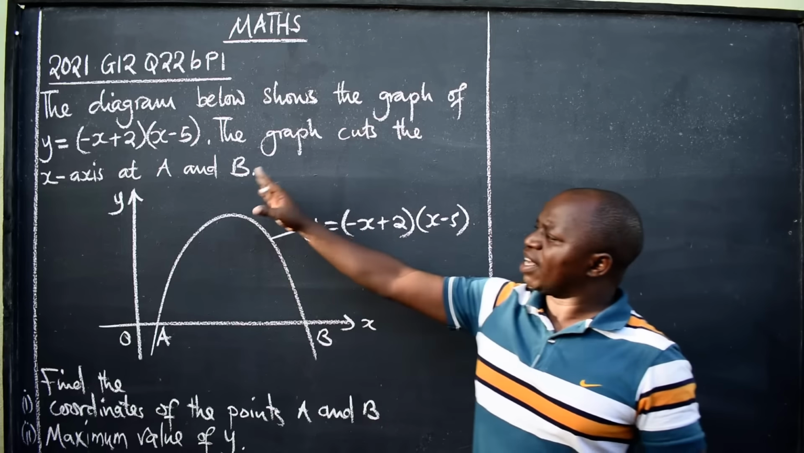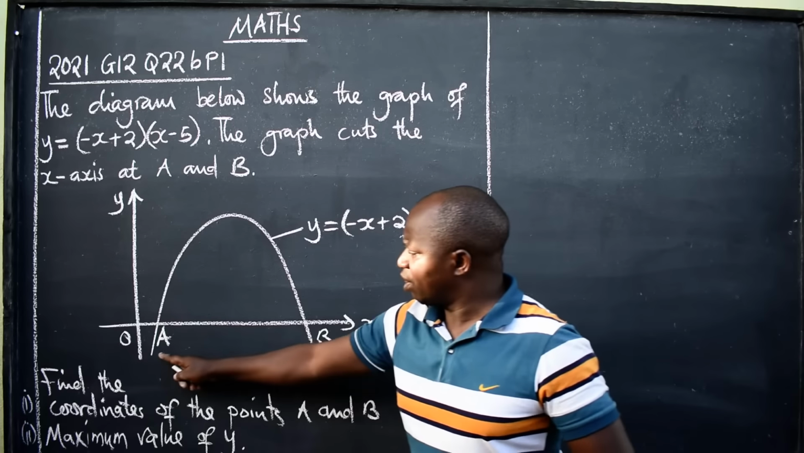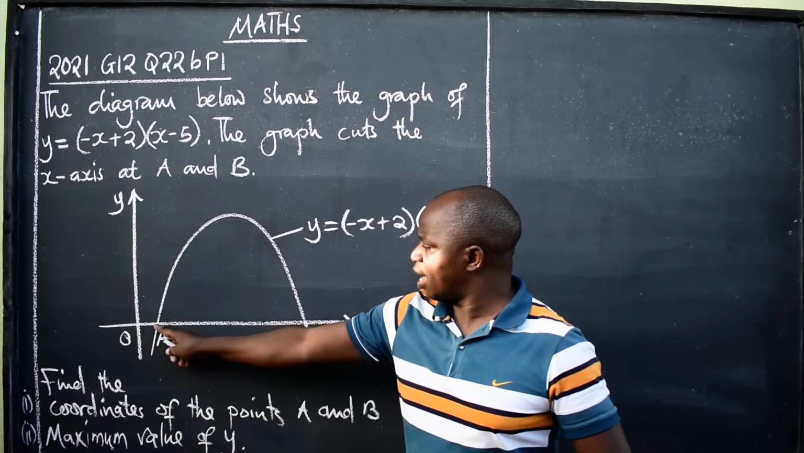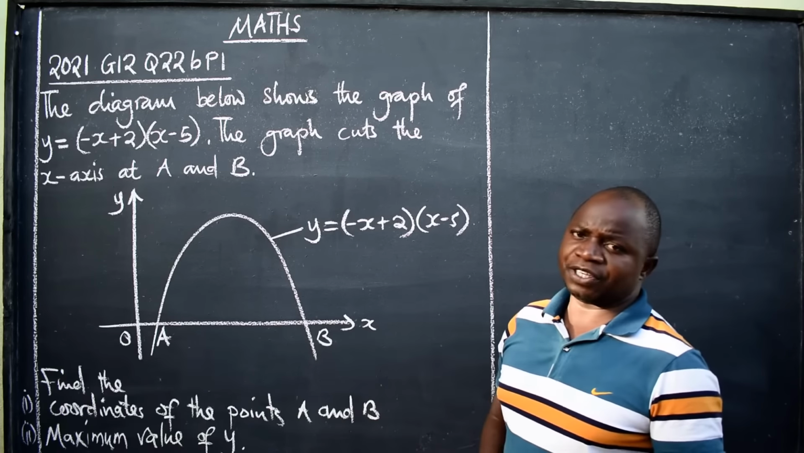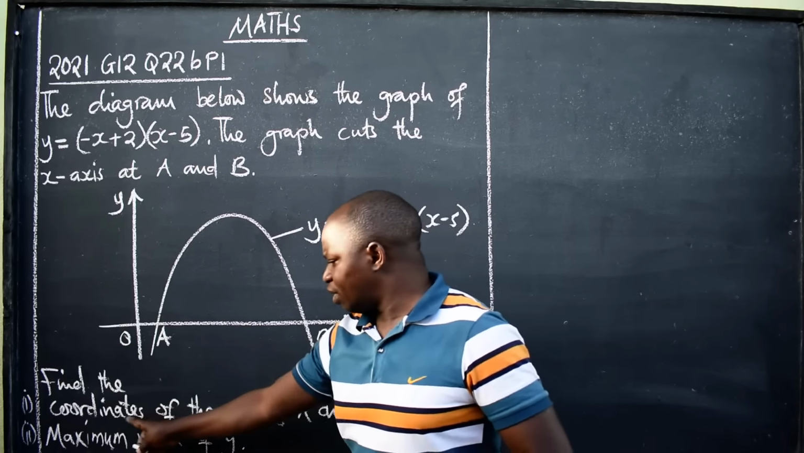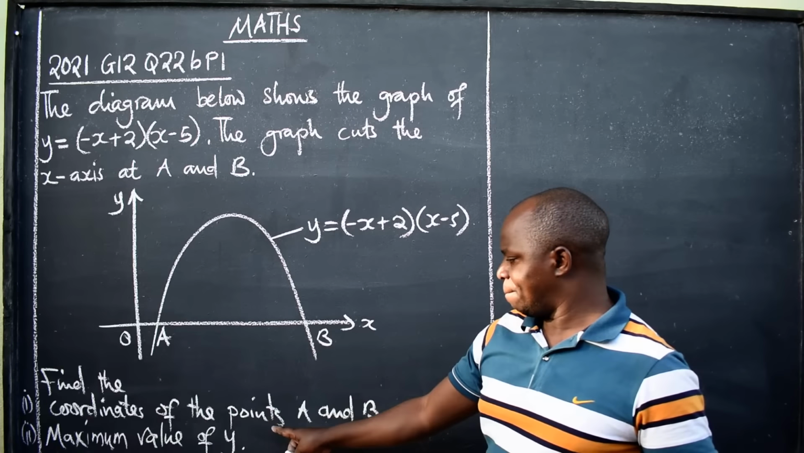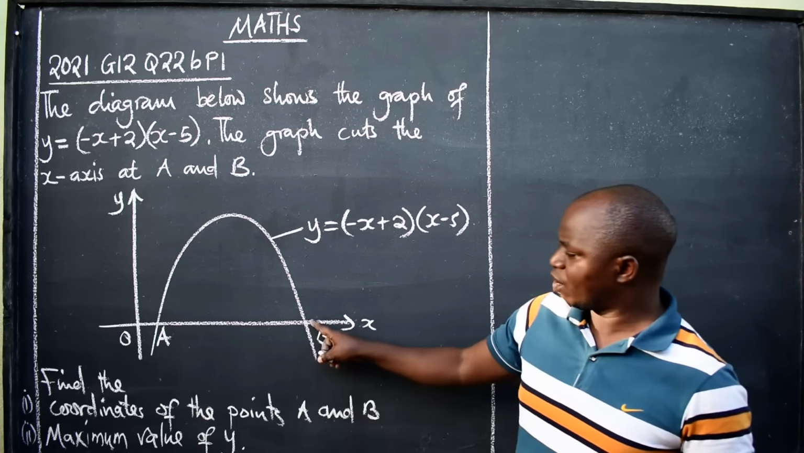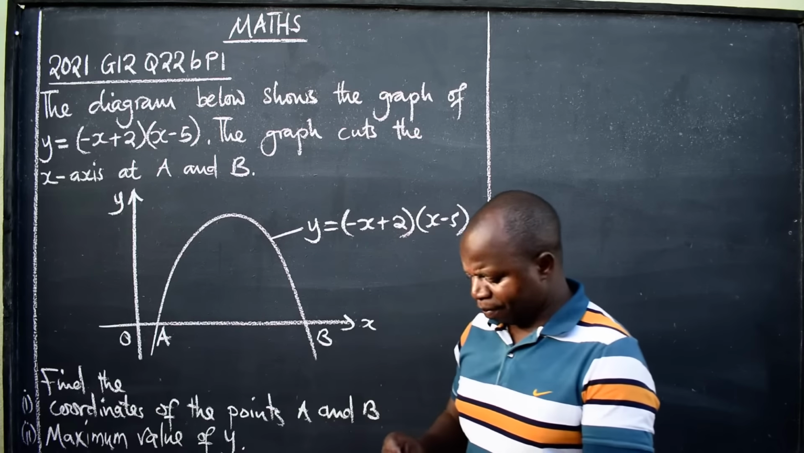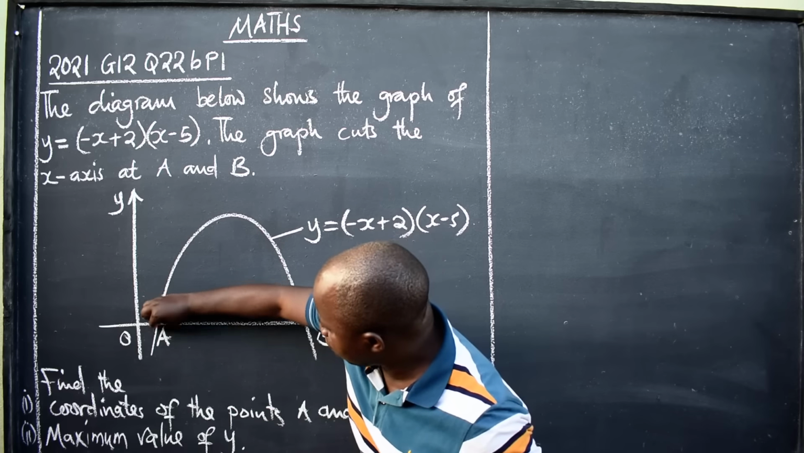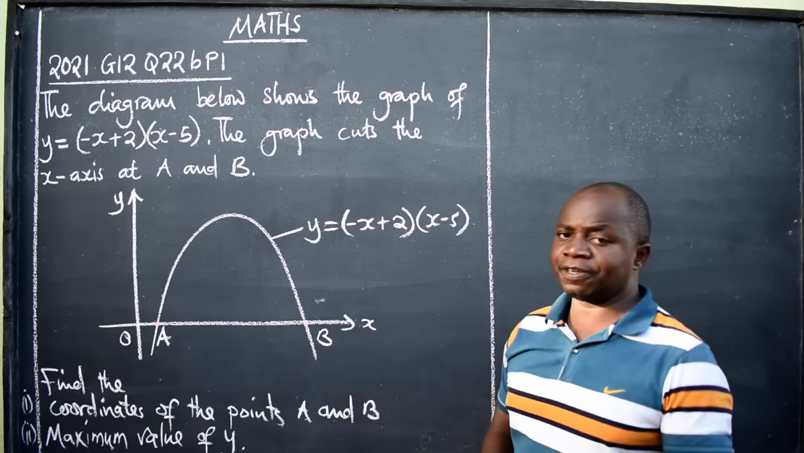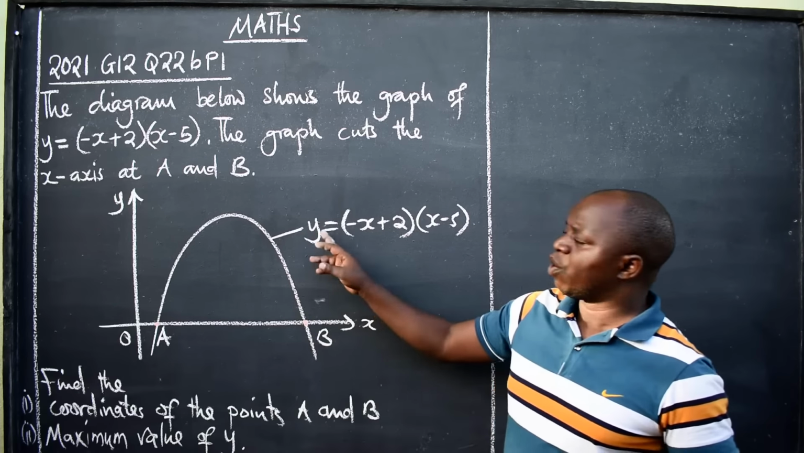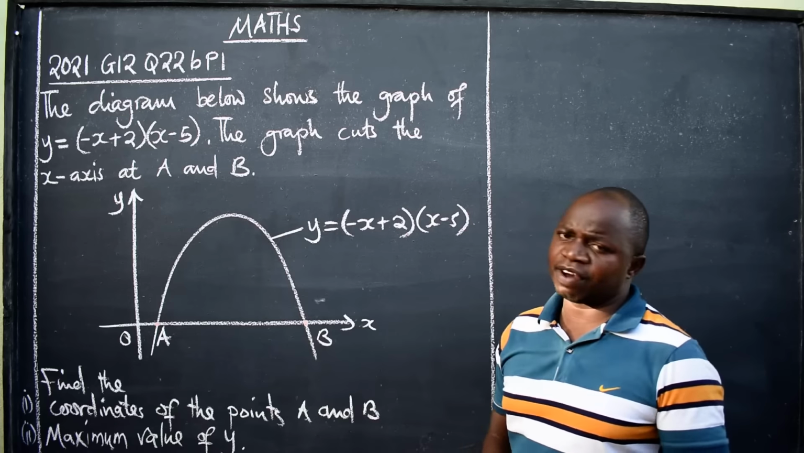The graph cuts the x-axis at A and B. So this graph you are seeing here is cutting the x-axis at A and B. The question: find the coordinates of the points A and B. So we need to find the coordinates of this point and also the coordinates of this point. That's the first part. Then the other part says we have to find the maximum value of y, the maximum value of this function.